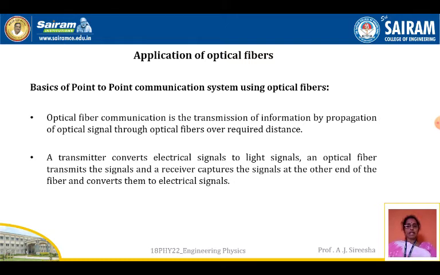The transmitter converts electrical signal into light signal. That means the electrical signals are converted into light signals, and these light signals are allowed to transmit in the optical fiber through total internal reflection, and at the receiver end these light signals are again converted into electrical signals, and those electrical signals are again converted into voice signals. Now we will see how exactly it is happening.